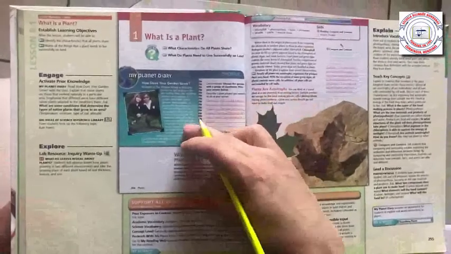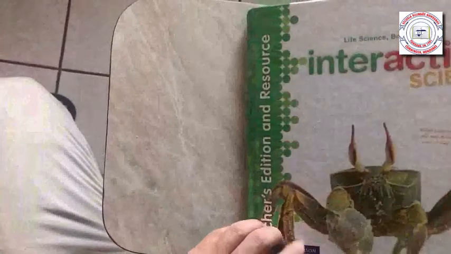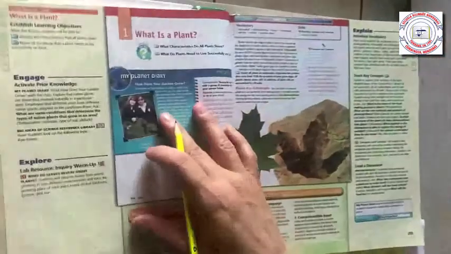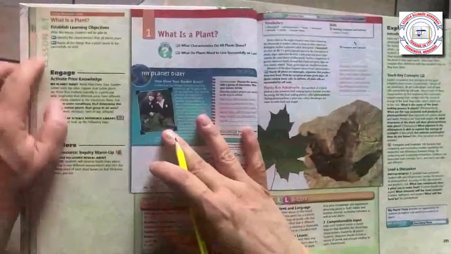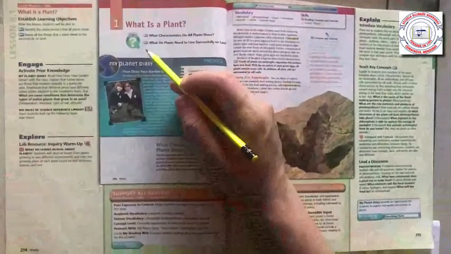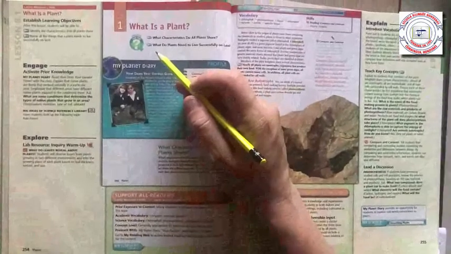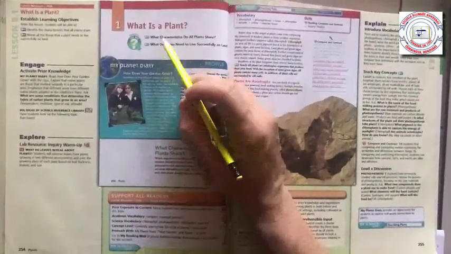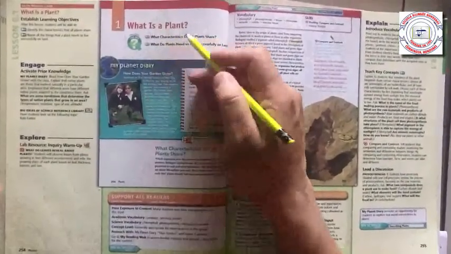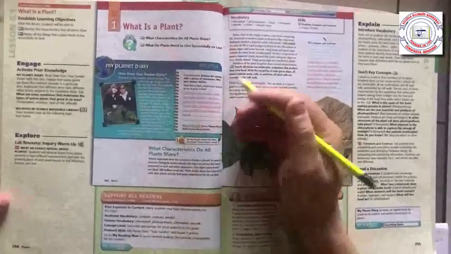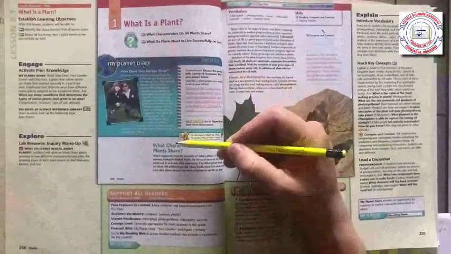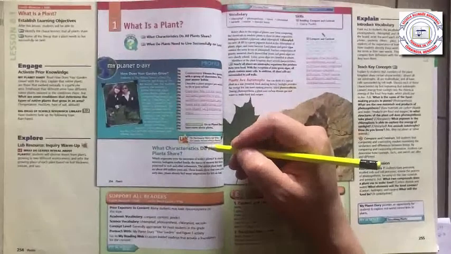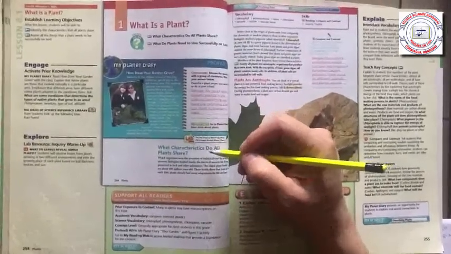I will give you the review for the third partial exam for 7th grade science. Remember guys, you have to study chapter 8. That's lesson 8.1, on page 254. The first lesson is what is a plant. In this case, you had to study the characteristics of the plant.